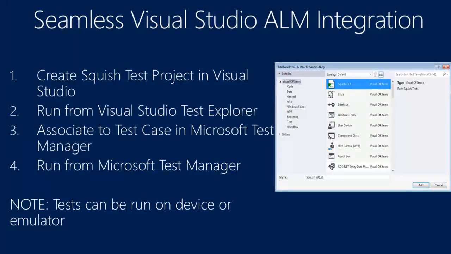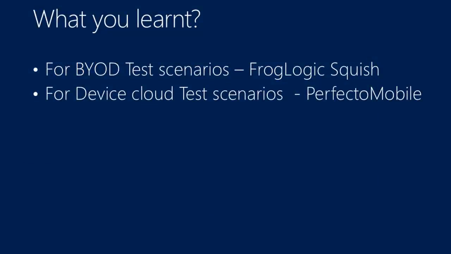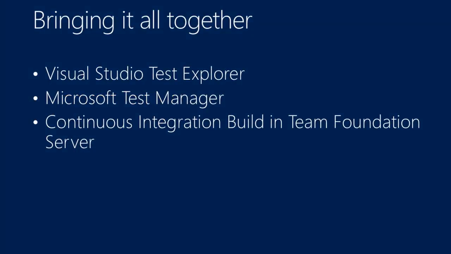Okay, we talked about this, the same experience for all of our different types of tests. We did the demo. So, quick summary. For the BYOD test scenarios where you want to test devices on-prem, FrogLogic Squish is the recommended solution provider. And for device cloud test scenarios, Perfecto is the recommended solution. Right? And as I talked about earlier, you have a uniform experience irrespective of the type of the test, whether it be browser test or device test. And for all the 3 scenarios that we talked about, it's a uniform experience.